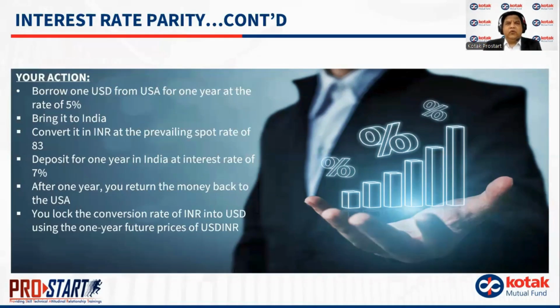Let's say I borrow 1 USD in the US at the rate of 5%, bring it to India, convert it into INR at the rate of 83, which is the current spot rate, and deposit it for 1 year in India at an interest rate of 7%. After 1 year, I return the money back to the US. And because I'm not very sure of the future USD INR exchange rate, I lock this using a 1 year futures USD INR contract.